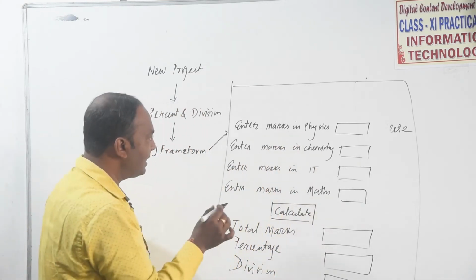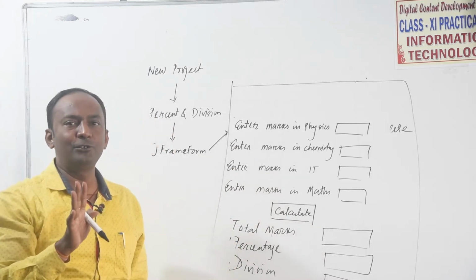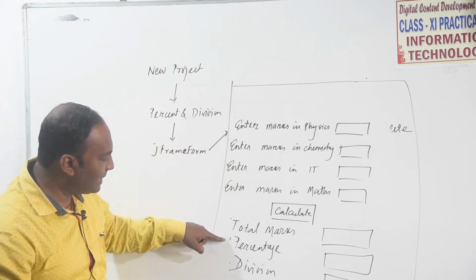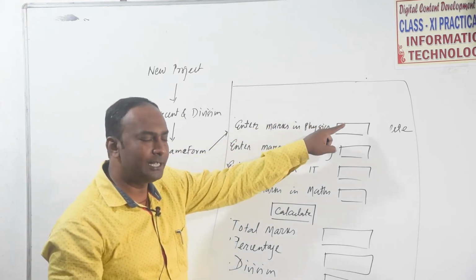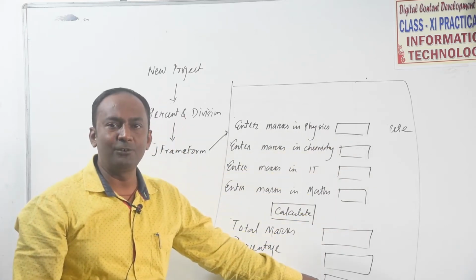So we click on the calculate. How many controls are we taking? 1, 2, 3, 4, 5, 6, 7. 7 label controls we are taking: jLabel1, jLabel2, jLabel3, jLabel4, 5, 6, 7. How many text field controls are there? 1, 2, 3, 4, 5, 6, 7. There are 7 text field controls.